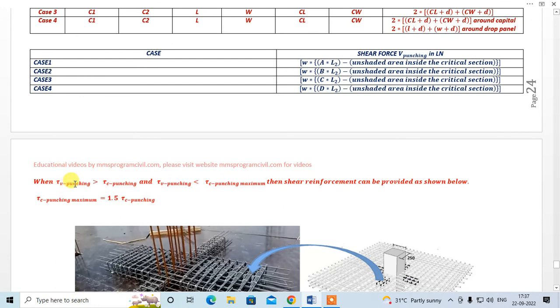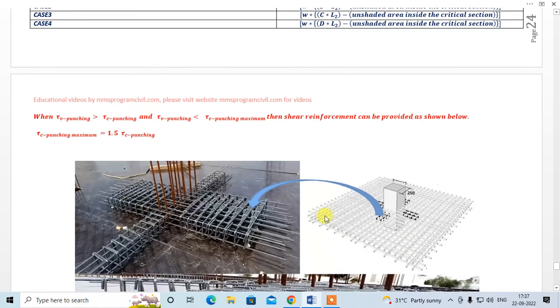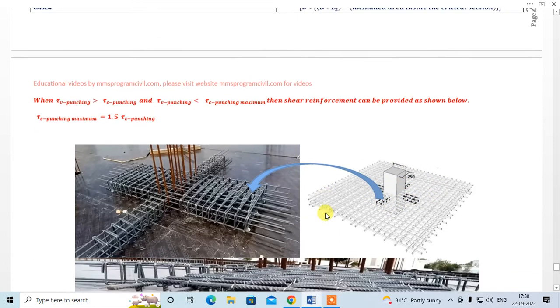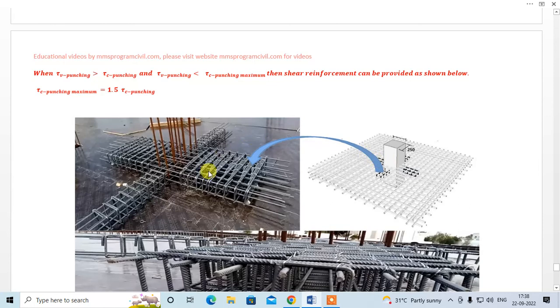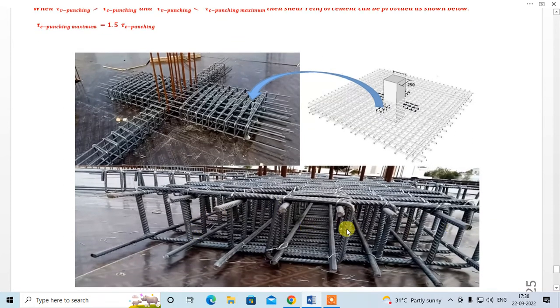But if your tau v is found to be greater than tau c, it should in no case be greater than tau c maximum. The tau c maximum is equal to 1.5 into tau c. When this is the case, then you can provide shear reinforcement like this. This is the picture of this shear reinforcement, and when you view this from this side, it is something like this.